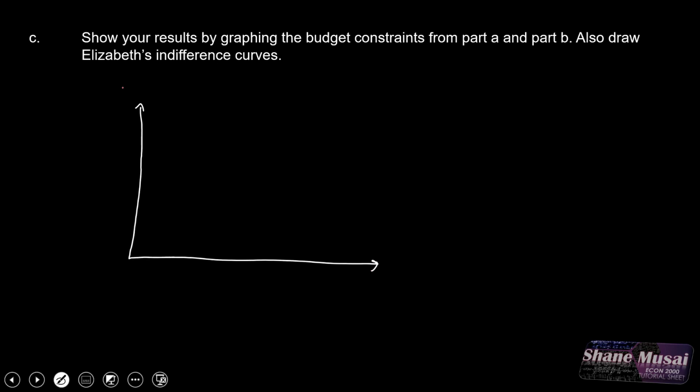Part C says, show your results by generating the budget constraint from part A and B. Also draw Elizabeth's indifference curve. Excuse my drawing, but suppose this was the number of jeans and this was the number of shoes. If she had $200 to spend and she spent her entire $200 on jeans, then she would be able to buy 10 jeans. And if she spent her entire $200 on shoes, she would be able to buy 10 shoes. So that's how we get the two endpoints.